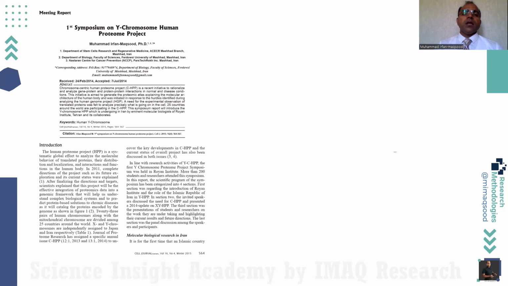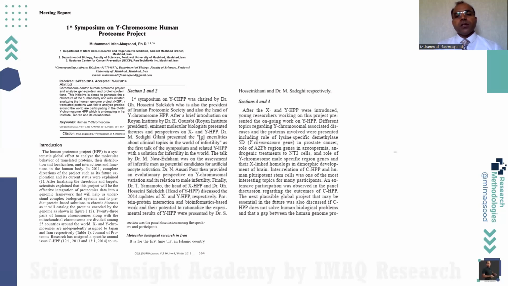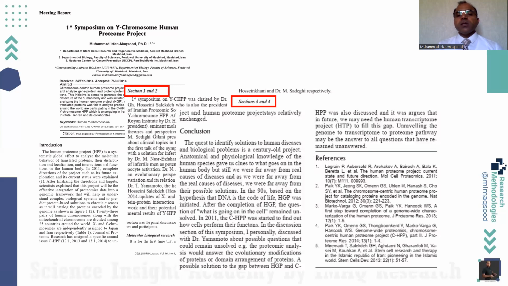Also, I published another paper on symposium reports, on the first symposium on the Y chromosome human proteome project. I participated in this whole symposium. Then I summarized the whole symposium into 4 sections, based on the sessions: the first section and the second, and then 3 and 4, separated into these categories. I explained what had been discussed there, and I also talked with all the speakers, especially the persons from Japan who were handling the Y chromosome human proteome project.